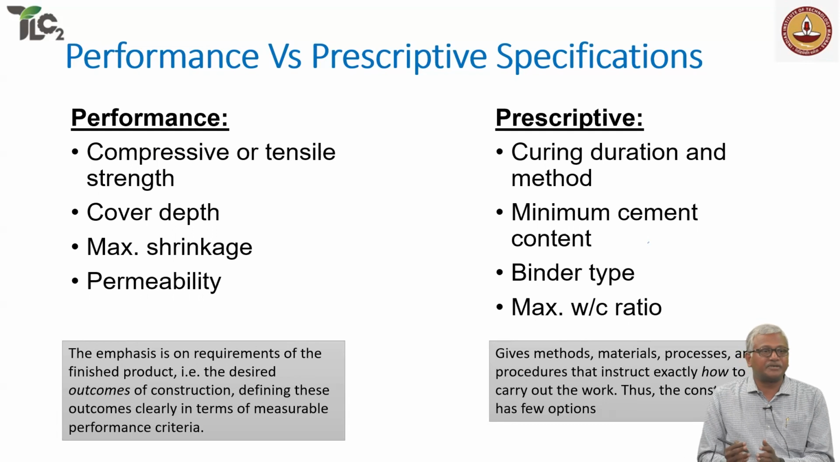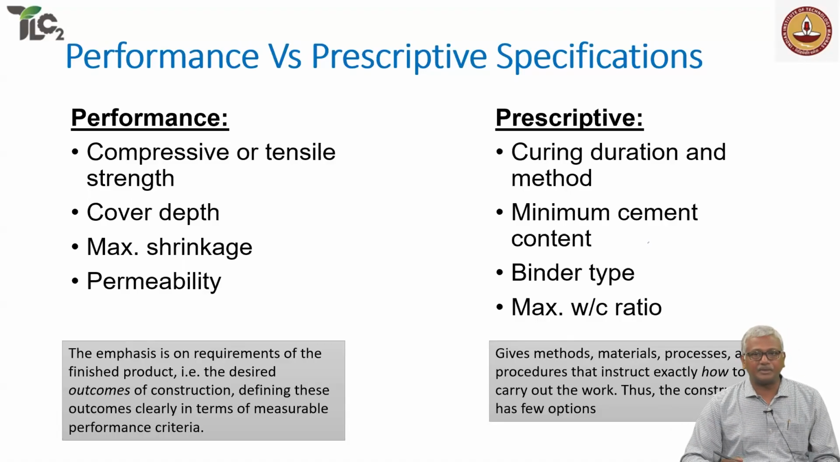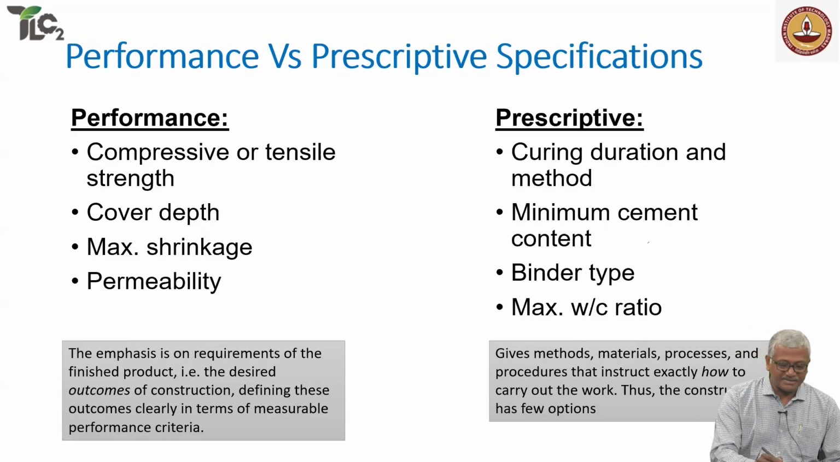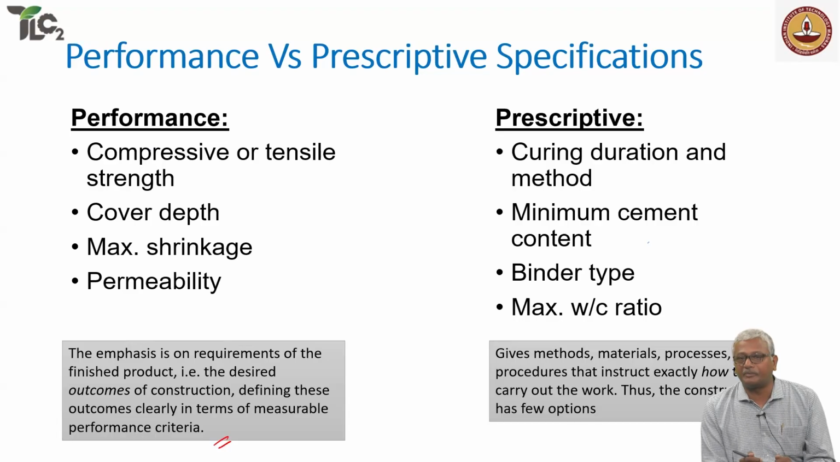So that means the person who's doing the construction, the contractor as well as the concrete producer, they don't really have many options to play with. They are straitjacketed, they have to use only this material and that material to get your structure done properly. But a performance specification does not place any requirement on the combination of materials that you use, as long as you meet the performance, right?